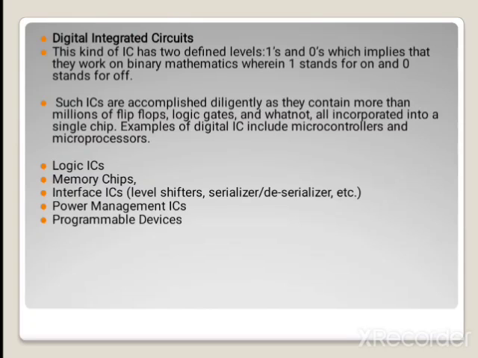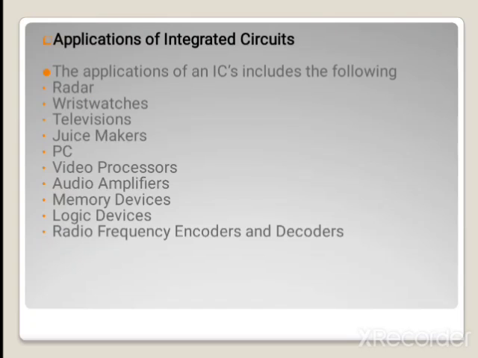Then digital ICs. As we know what digital is, the signal is represented only in one or zero form. Okay, which implies that they work on binary mathematics only, that is 0 and 1. 1 is for on and 0 is for off. So in digital you have heard of logic gates, then flip-flops. So these are some examples of digital circuits or digital ICs.